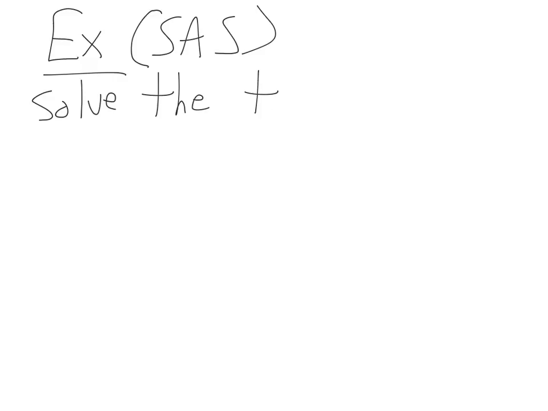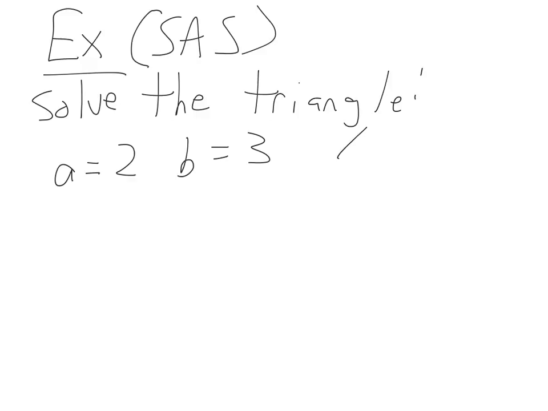Now we're going to do an example of solving an SAS triangle. If I tell you to solve the triangle, if I tell you the length of side A is 2, the length of side B is 3, and then angle C is 60 degrees.